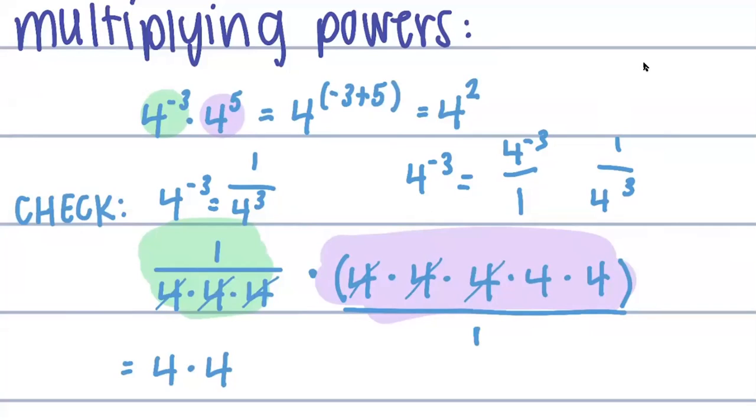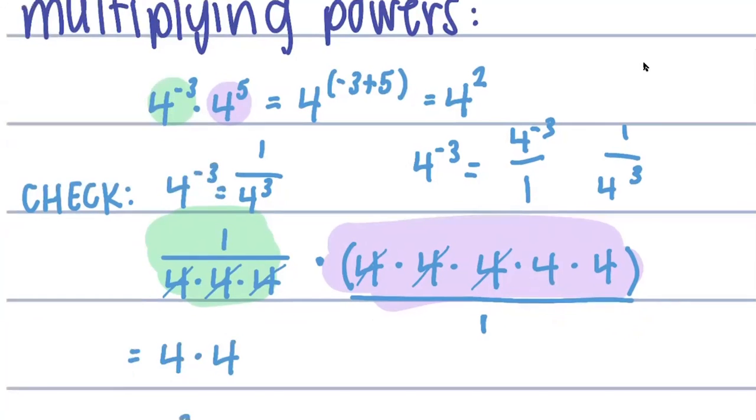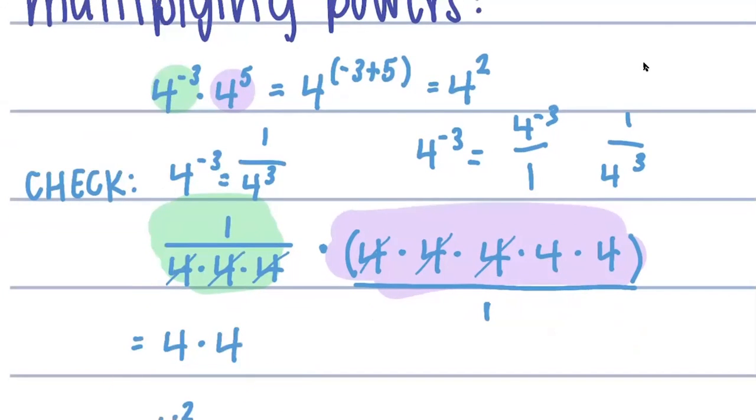In this example, you have 3 4s in the denominator and 5 4s in the numerator. Since there are more than 3 in the numerator, 3 of these 4s cancel out with the 3 4s in the denominator. What you're left with are these 2 4s right here, and if you bring them down, this is what you end up with.